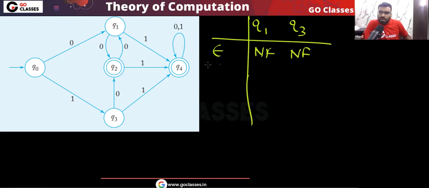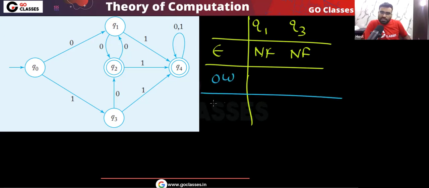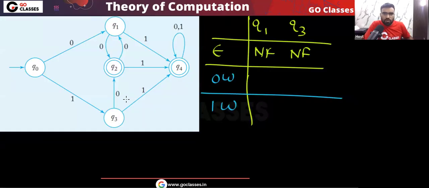If string is starting with 0, where are they going? If string is starting with 1, where are they going? Notice Q1, Q3, please focus here. This state Q1, this state Q3. If string is starting with 0, where are they meeting? Both are meeting in Q2. Yes or no? Both are meeting in the state Q2.